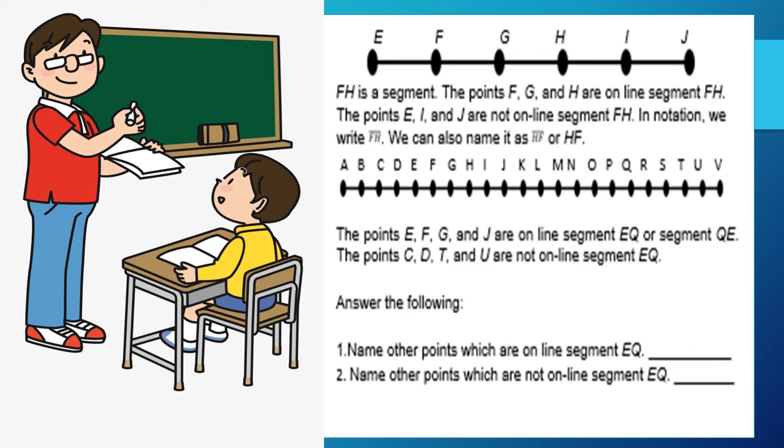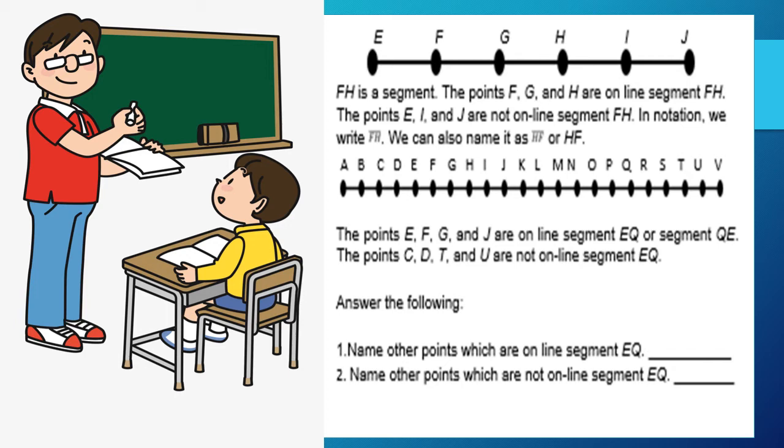Another example, we have the points A to V. The points E, F, G, and J are on line segment EQ because they belong to line segment EQ. The points E, F, G, J lie on the same line segment EQ. The points C, D, T, and U are not on line segment EQ. Now, try to answer the following.